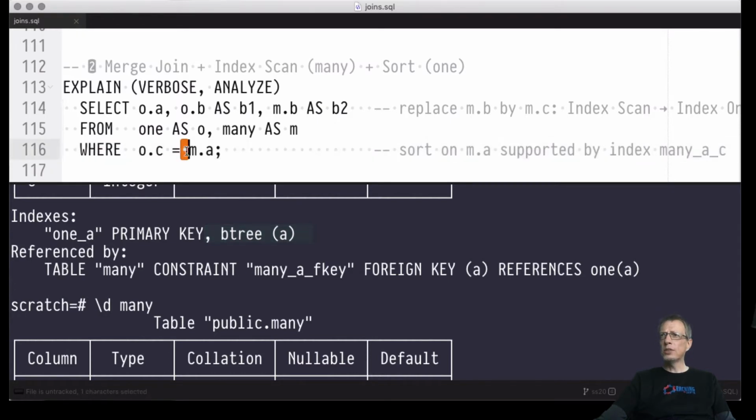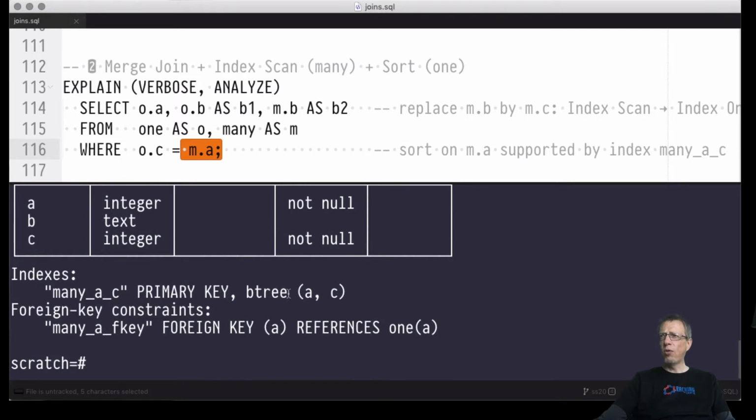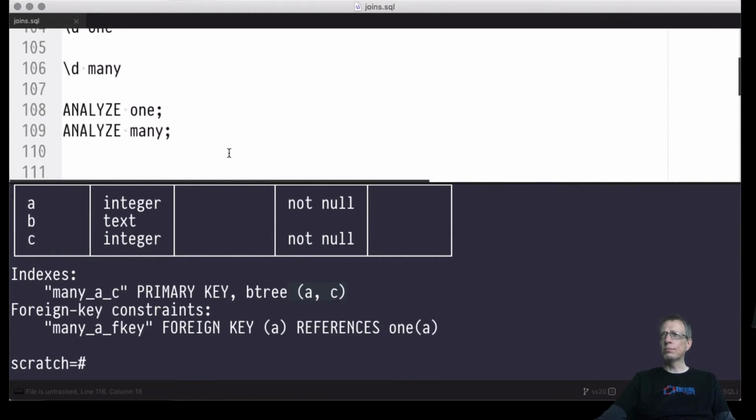But it's different on the many side. On the many side, the join column is the A column, and indeed the A column is the prefix of this concatenated B plus tree index. This index, the many AC index, could be scanned to deliver the rows of the many table in A order. This would just fit the bill as an input order for a merge join that could be exploited here.